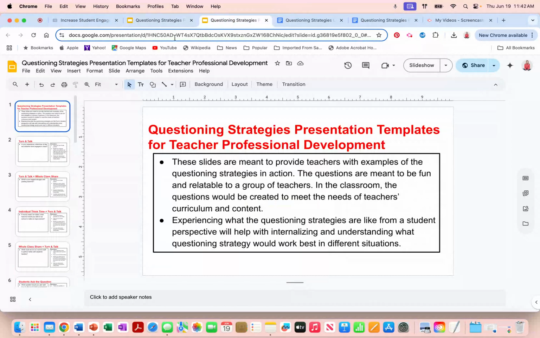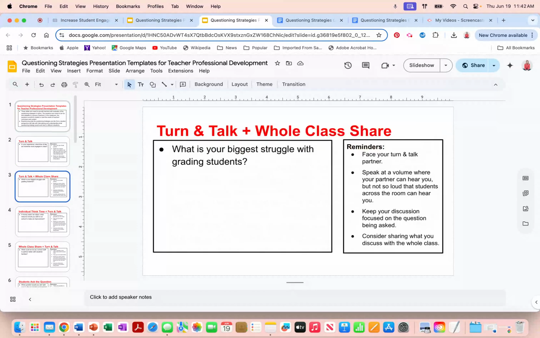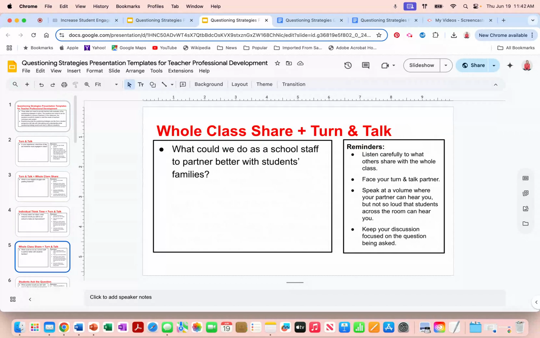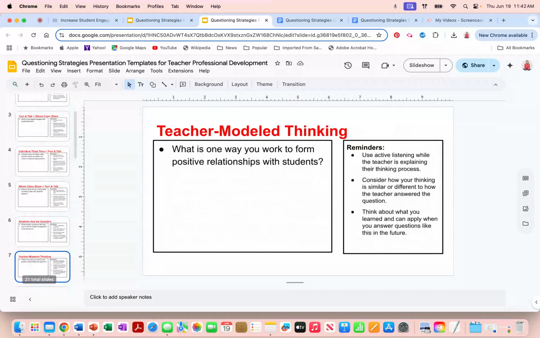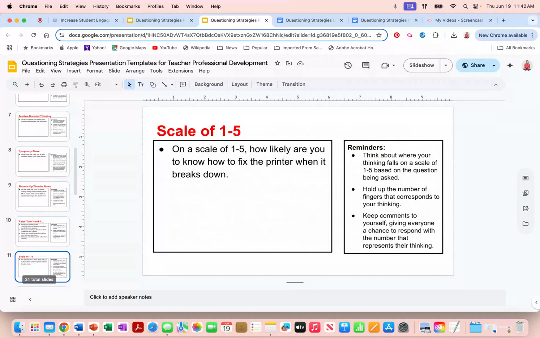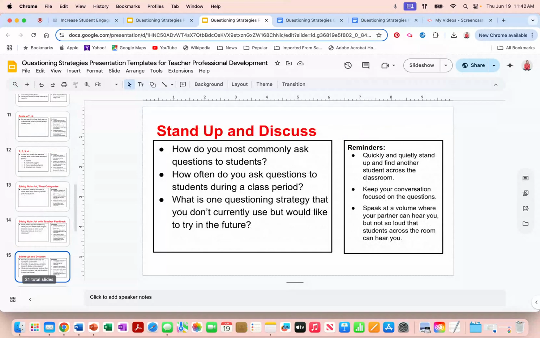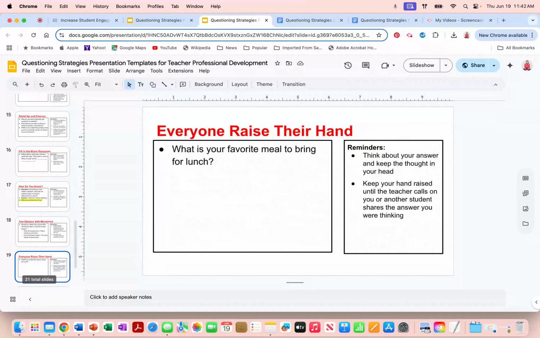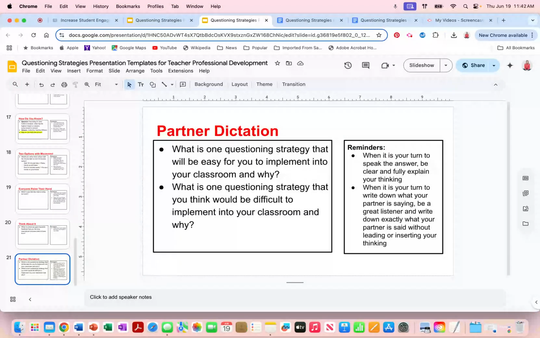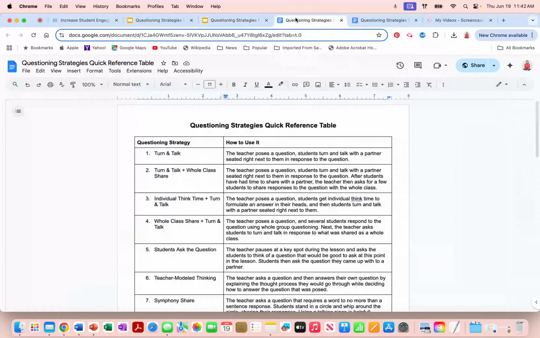Also, if you are interested in bringing this to a team of teachers or even school-wide, you can use this one with questions that are relatable to teachers to show what it would be like as a student to experience these different questioning strategies. And I think when teachers experience things from a student perspective, they're a lot more likely to internalize it and think, oh yeah, I could totally use that when I ask questions like this in my content area. So that's a great tool as well.